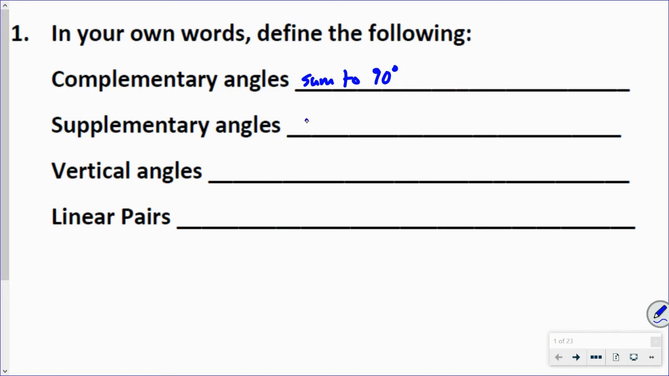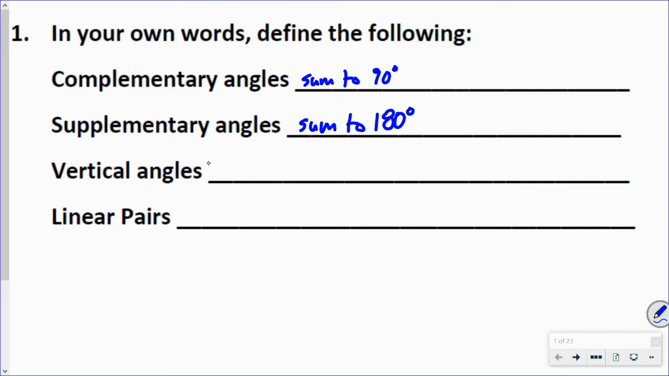Supplementary angles sum to 180. So these are angles that when you add their degrees up will equal 180. Again, they do not have to be touching in any way. They could be totally separate.